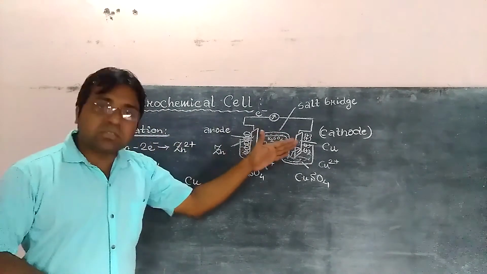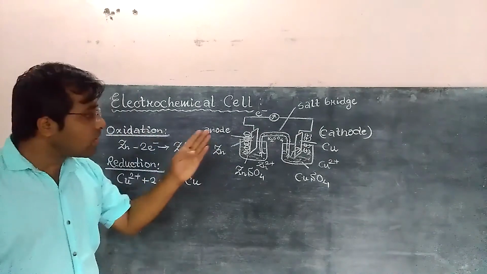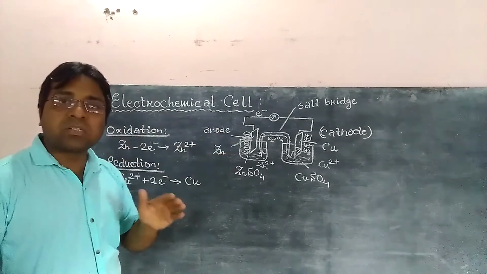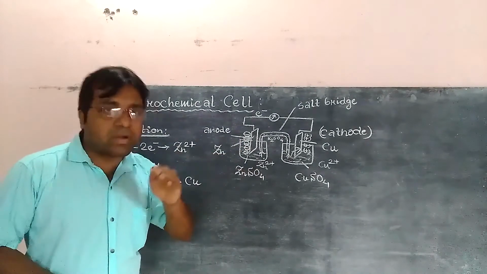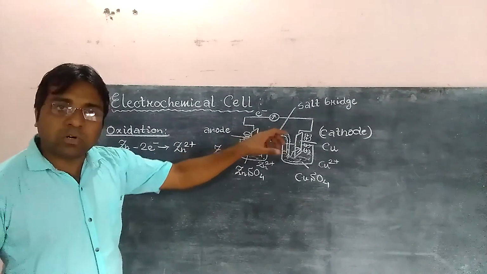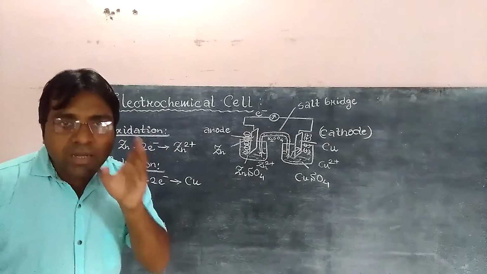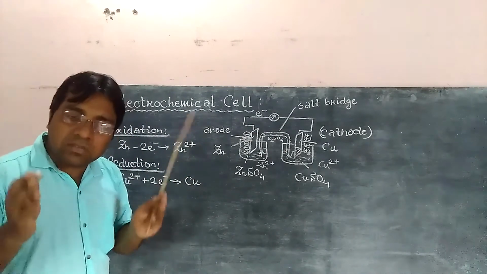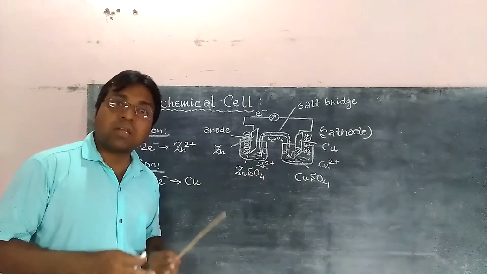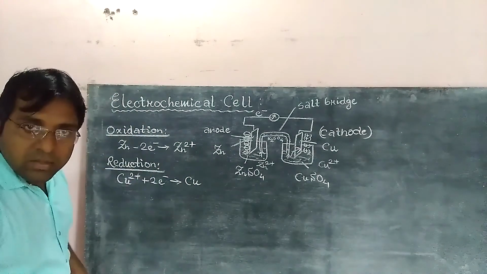And why do oxidation and reduction take place here? Due to the development of the potential, as I already mentioned in the beginning of the video. So due to the development of the potential, oxidation and reduction take place. This potential, and here also this potential, is known as electrode potential, that is the potential of the electrode. Since oxidation takes place here, it is known as oxidation potential, and since reduction takes place here, it is known as reduction potential. So this is all about our electrochemical cell.